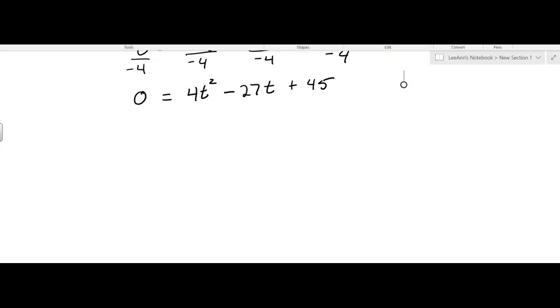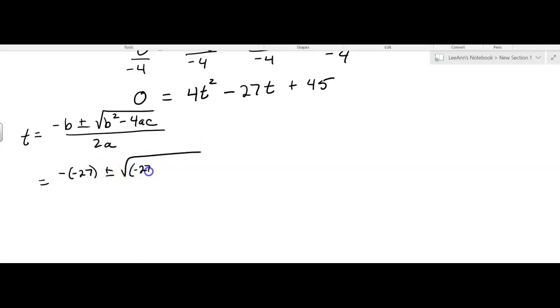So, the quadratic formula, t is going to equal the opposite of b plus or minus the square root of b squared minus 4ac all over 2a. So now I have to know what my a, b, and c are, right? So a is 4, b is negative 27. So it's going to be the opposite of negative 27 plus or minus. And then I'm going to have negative 27 squared minus 4 times the a times the c, which is 45. So now we're actually using the quadratic formula to calculate this time.